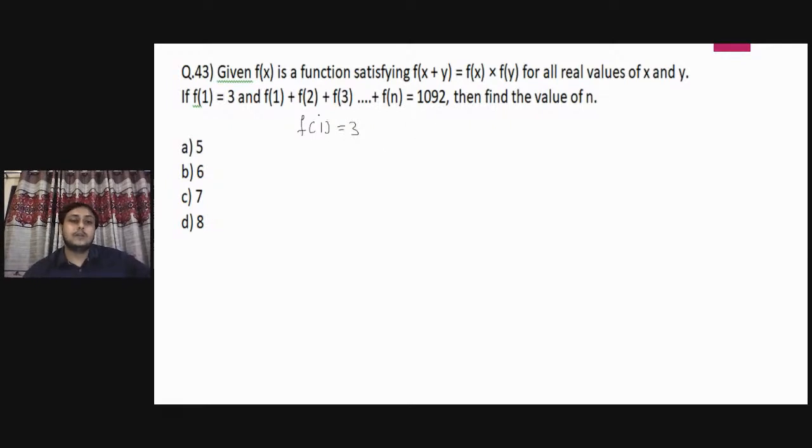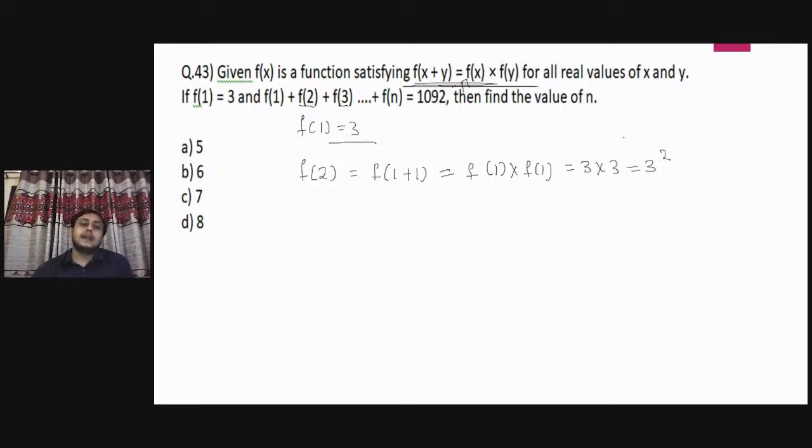So guys, f(1) is given, so what comes to mind? Find f(2), find f(3), and see whether a sequence forms. So go for f(2). We can write f(2) as f(1 plus 1), using x plus y. Applying this, f(x plus y) is f(x) into f(y), so it should be f(1) into f(1), right? And we know f(1) is 3, so it is 3 into 3, that is 3 square. So f(1) is 3 and f(2) is 3 square.